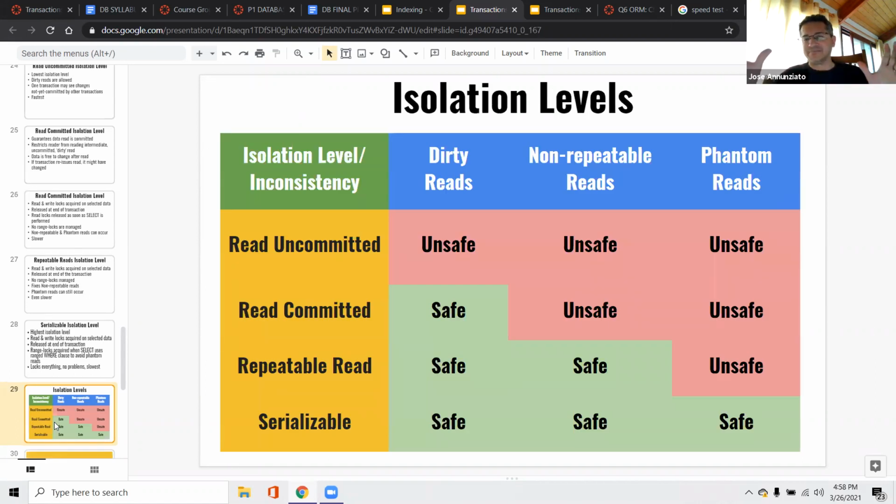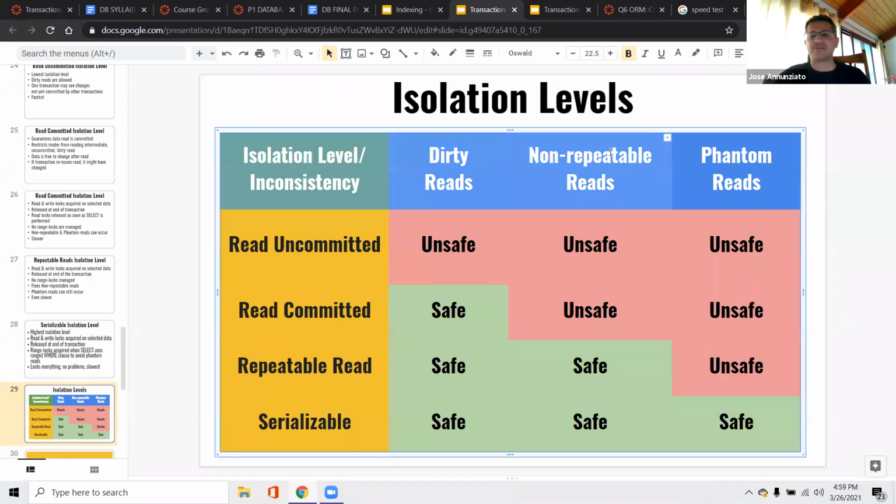So graphically, this header here represents all the things that could go wrong, right? These are all the inconsistency risks: dirty reads, non-repeatable reads, and phantom reads. Those are the three main risks of inconsistency. And going down here, these are all the types of isolation: read uncommitted, read committed, repeatable reads, and serializable. And this table just illustrates the things that they fix.